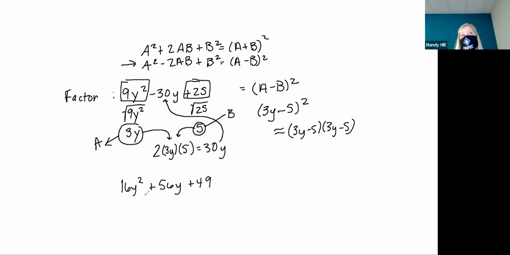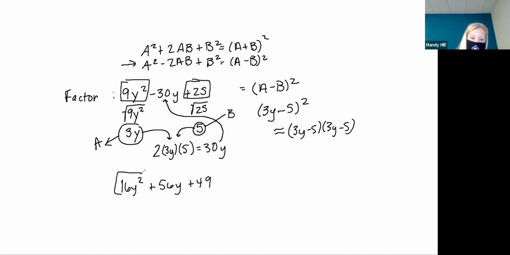Remember that the very first thing you want to do is see if these three terms have anything in common that you can pull out. In other words, does 16 have anything in it that 56 has in it, that 49 has in it, and they don't. The reason I know is 49 is 7 times 7, so 7 would have to go into these other ones, and I know 7 doesn't go into 16. So the first thing you want to do is see if there's anything you can factor out.